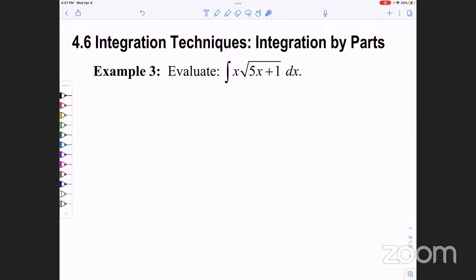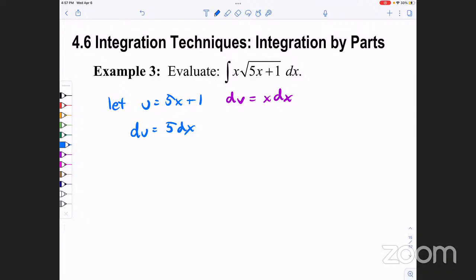So with this one, I'm going to let u be 5x plus 1, and I'm going to let my dv be x dx, right? So then if that's my u, then my du is going to be what? 5 dx. Okay, so we got to account for that 5. We just need dx.